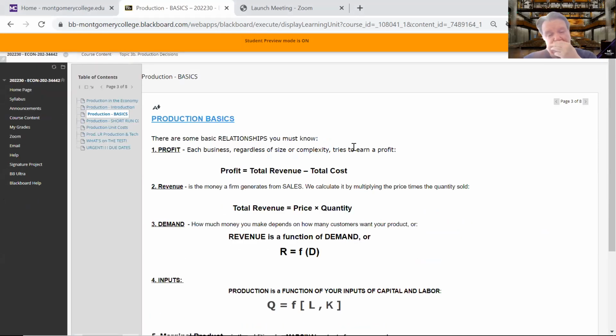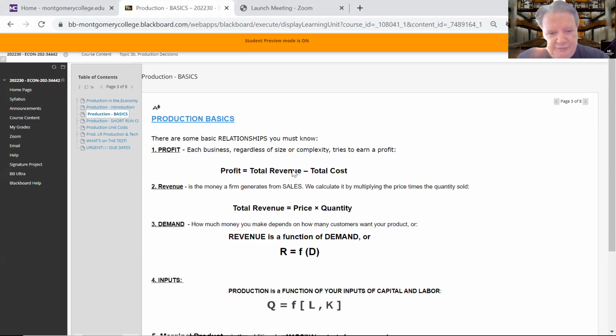Now let's take a step back and talk about the basics of how companies calculate their decisions. Some of this may seem a little bit familiar from accounting. First of all, firms need to have the most profit they can. We call it maximizing their profit.